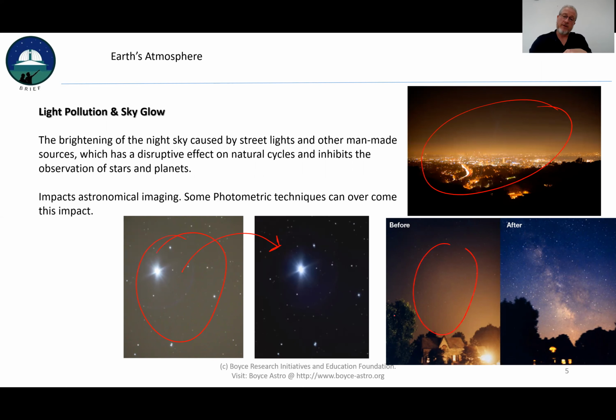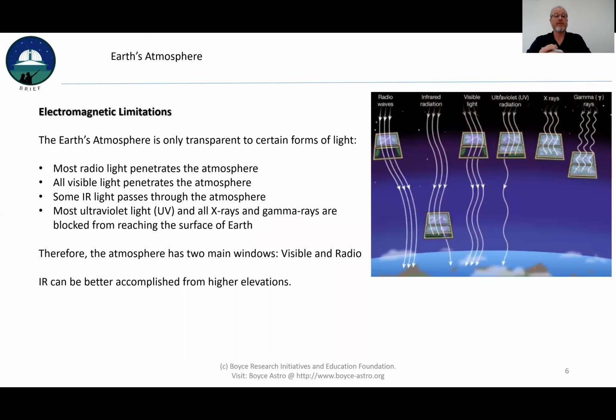This is another example of the before image. When you're looking through the atmosphere, you can faintly make out the Milky Way right here, but after applying some flat fielding, you can then bring out the night sky and get rid of some of that light pollution. Not always all of it, but some of it.